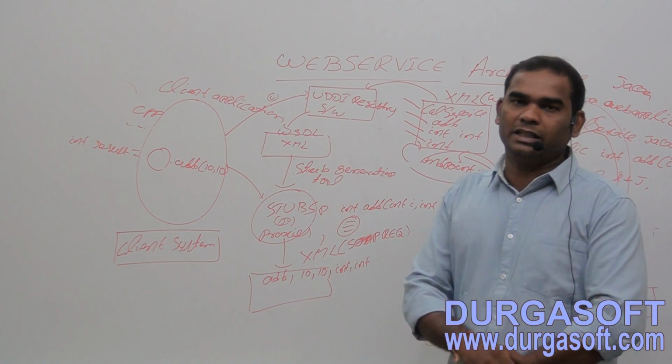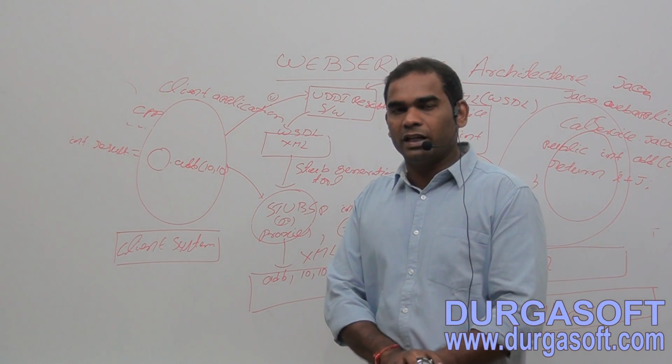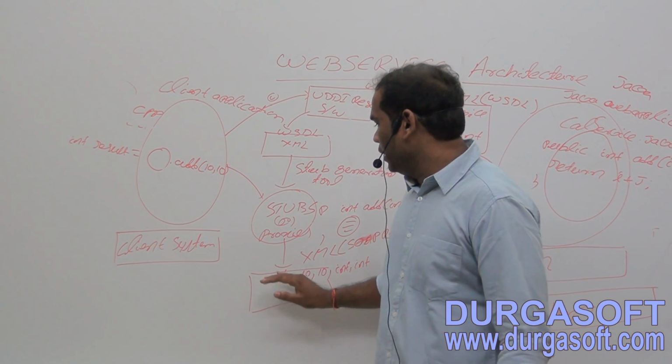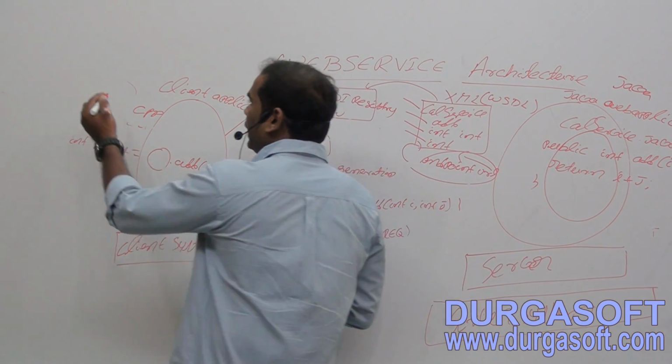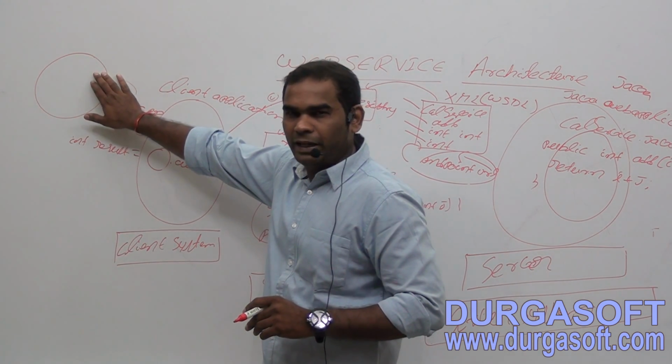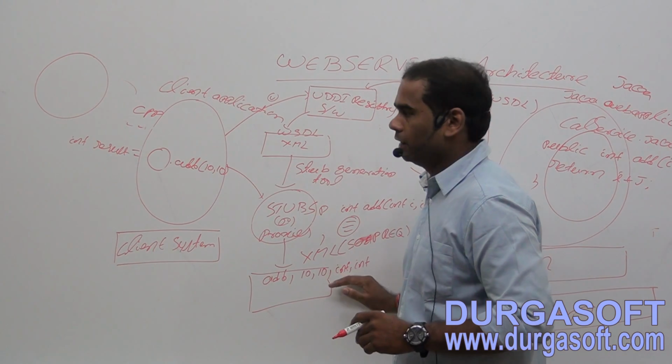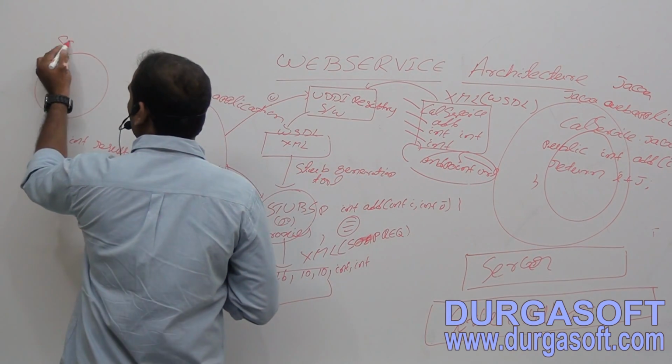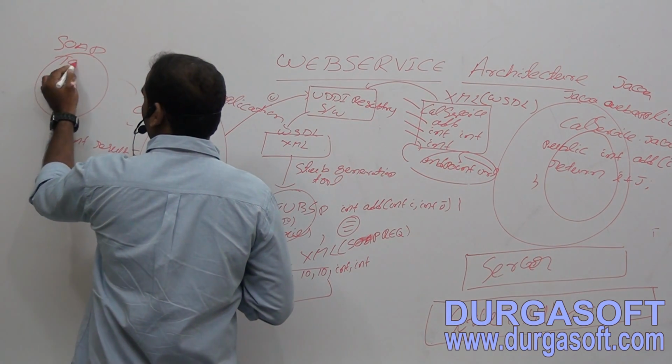Why can we say that it's a SOAP request? We can call it a SOAP request because the stub uses a set of predefined tags to prepare this XML document. These predefined tags are called SOAP tags.